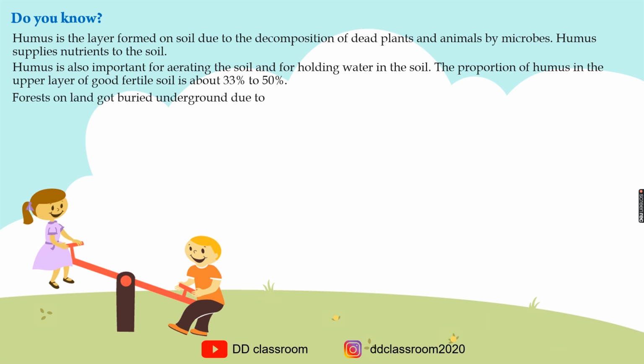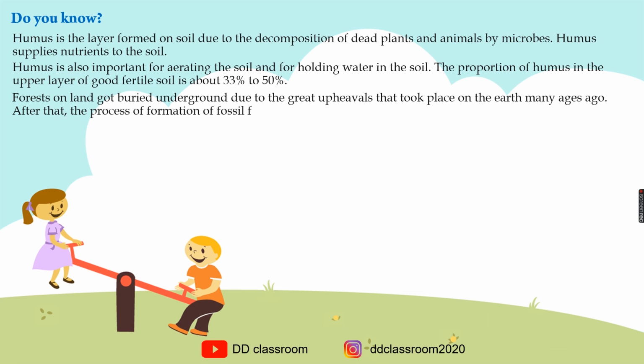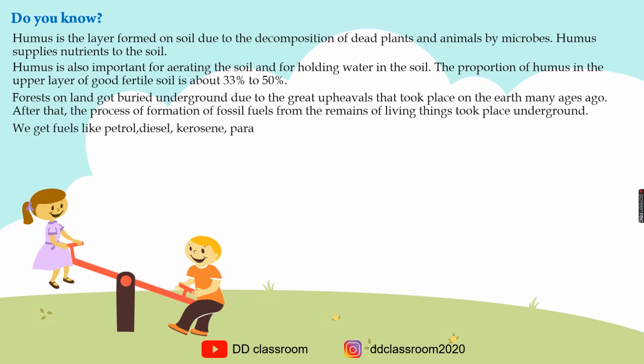Forest on land got buried underground due to the great upheavals that took place on the earth many ages ago. After that, the process of formation of fossil fuels from the remains of living things took place underground. We get fuels like petrol, diesel, kerosene, paraffin and other useful materials like tar and wax from the fossil fuel called crude oil.